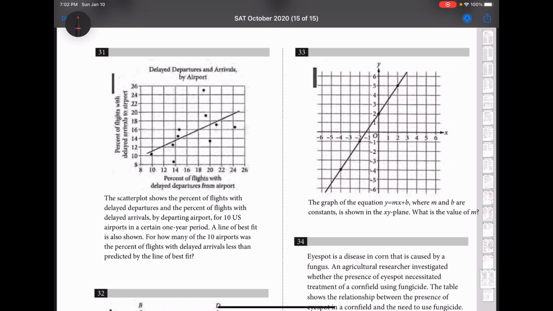For how many of the 10 airports was the percent of flights with delayed arrivals less than predicted by the line of best fit? To do this question, you just pick all of the dots that are below the line of best fit. So that's 1 dot, 2, 3, 4, 5, 6. So the answer for number 31 is 6 airports.